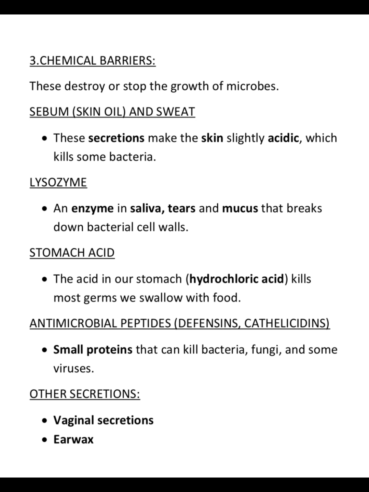The stomach acid has a very low pH and it is so strong that it kills most of the ingested pathogens. This protects the body from foodborne infections. Antimicrobial peptides are small proteins produced by the skin and mucous membrane. They can directly kill bacteria, viruses and fungi by disrupting their cell membrane. Examples of antimicrobial peptides include defensins and cathelicidins.